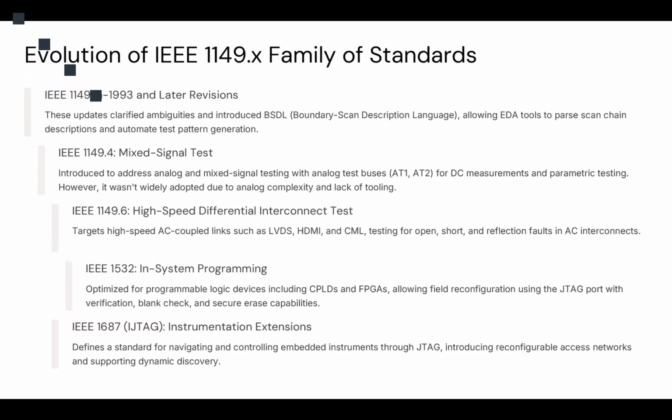The difference between part 1 and 1687 is that part 1 gives us a static test configuration, while 1687 introduces dynamic routing for accessing the different instruments based on their configuration. We are going to talk about the IEEE 1687 IJTAG in our next discussion on Thursday. That's one of the most important standards in the family.